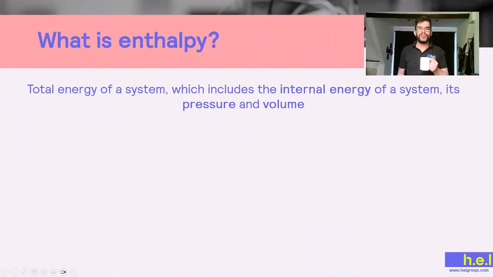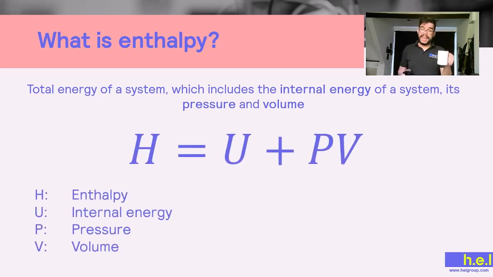So yeah, what is enthalpy? Enthalpy is the total energy of a system, which includes the internal energy of the system and its pressure and volume. And it's all represented by the following very simple equation: H, the enthalpy, equals the internal energy U plus the pressure P times volume.